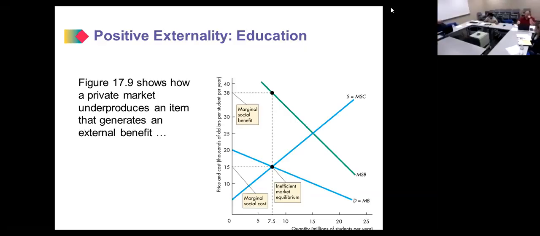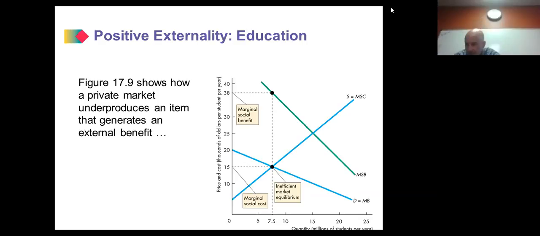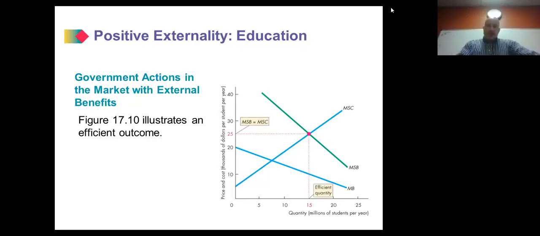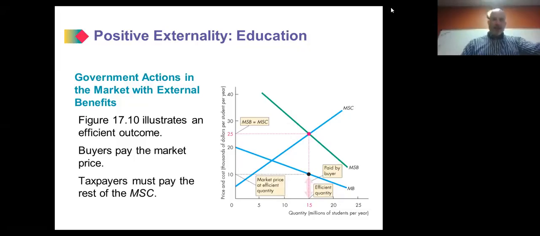That's inefficient at 15,000. It's inefficient, correct. Marginal social benefit exceeds the marginal social cost. The efficient quantity, Brian just told us, is 15 million students. So we would have a deadweight loss shown here in this gray triangle. Now we're going to get government action in here. Figure 17.10 is going to illustrate an efficient outcome. Buyers are going to pay the market price, and taxpayers must pay the rest of the marginal social cost.